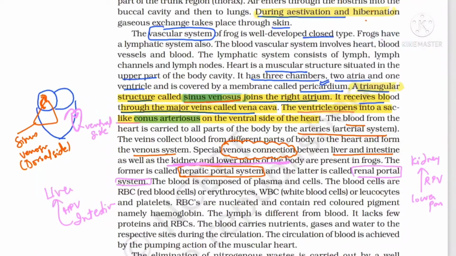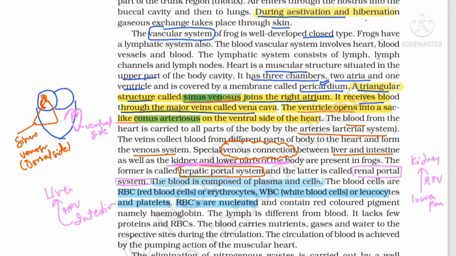Now what is blood made up of? Just like us humans, blood also has plasma and cells. Which cells? It has RBC, known as erythrocytes, WBC, known as leukocytes, and platelets. But here RBC are nucleated. Please remember here RBC are nucleated.